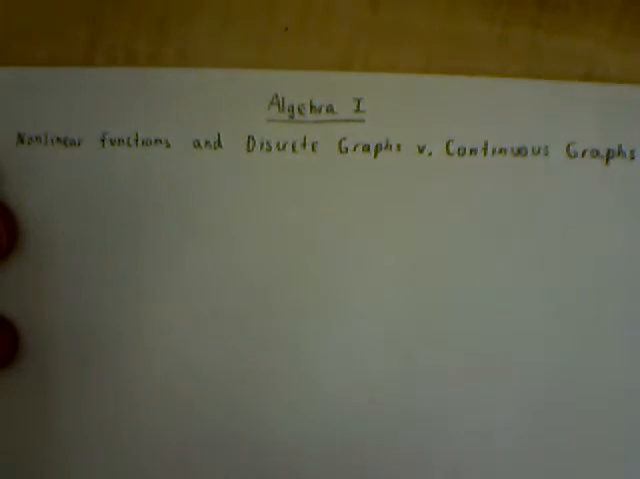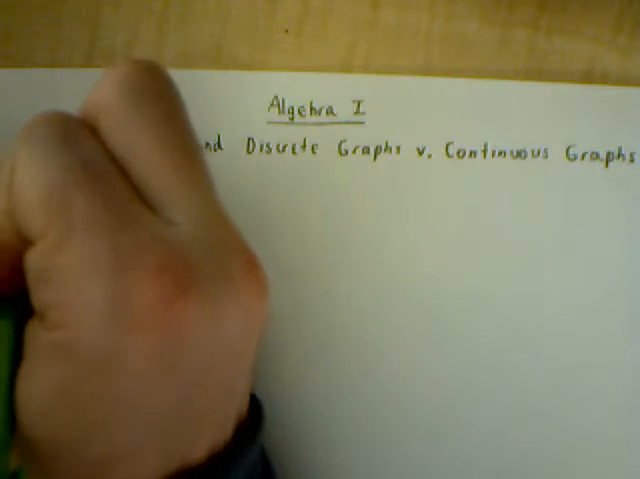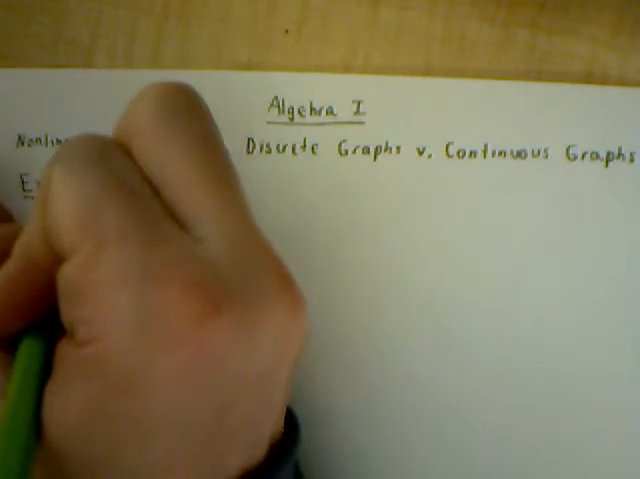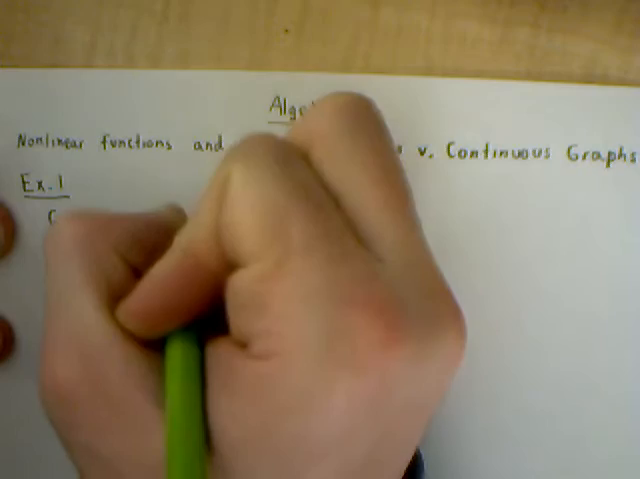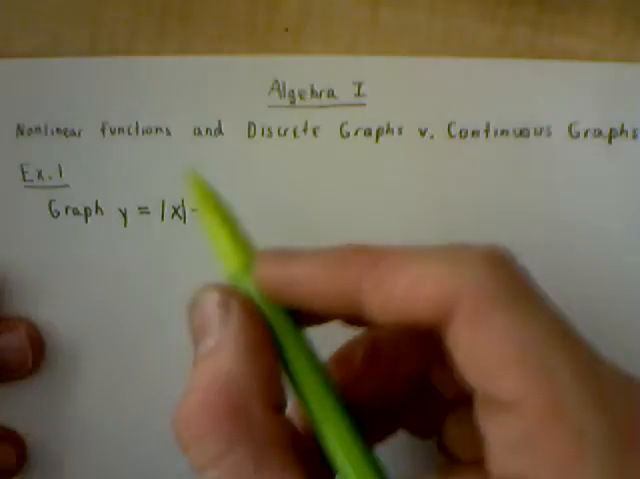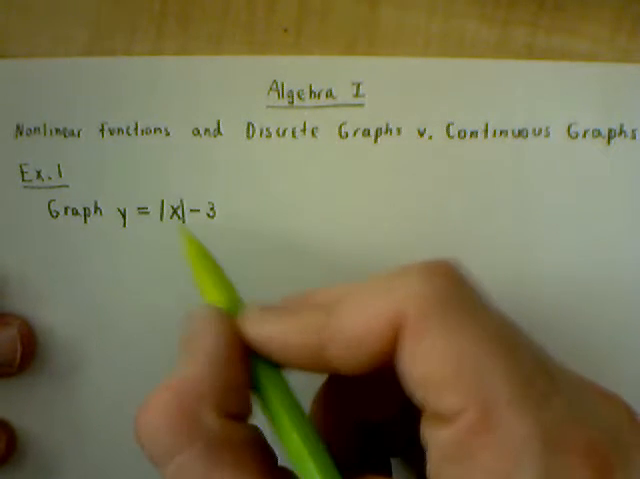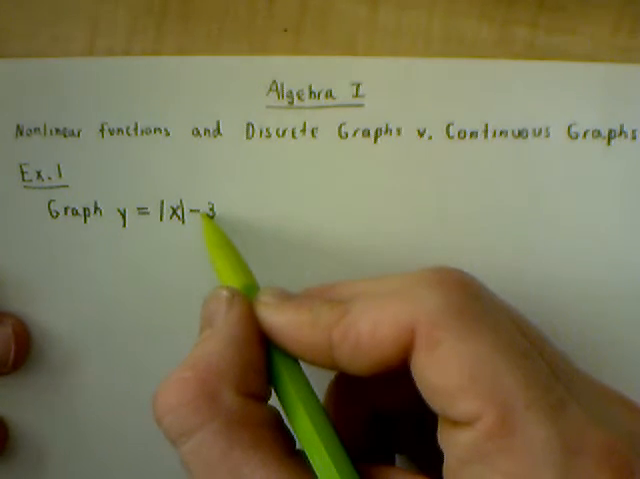Okay, so let's start off. We're going to graph some nonlinear functions. I got a couple examples for you. The first example is graph y equals the absolute value of x minus 3. Now, first thing we got to notice is what these absolute value symbols mean, and that we're first taking the absolute value of our input, and then we're subtracting 3.